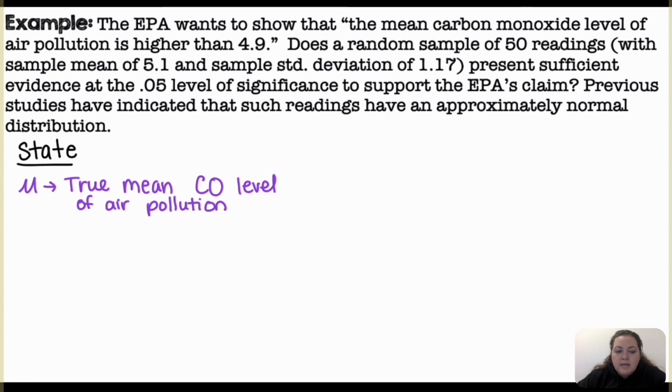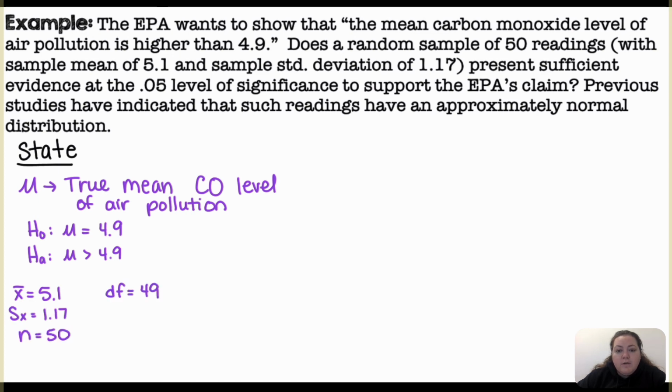All right, so state, we're going to define our parameter. Mu is the true mean carbon monoxide level of air pollution. My null hypothesis would be that mu is equal to 4.9. The alternative would be that mu is greater than 4.9. All right. X bar, my sample mean, they told me was 5.1. My sample standard deviation is 1.17. N is 50. Degrees of freedom is 1 less than 50. And my alpha value is 0.05.